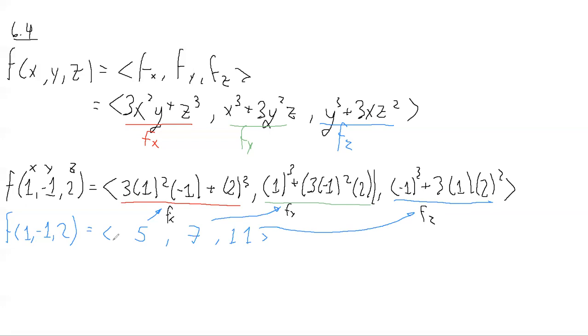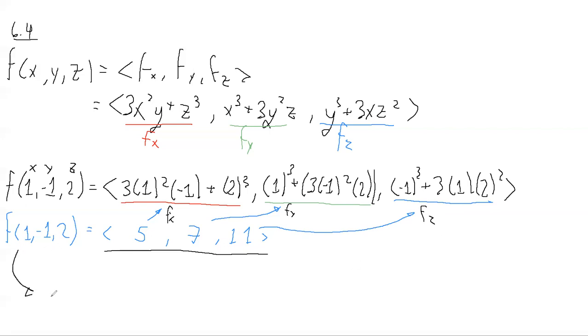All right, so there you have it. Your vector will be 5, 7, 11. Like I said, I don't know what it's called, but if you want to do Cartesian coordinates, it'll just be 5i plus 7j plus 11k, because your x is your i, your y is your j, and your z is your k.